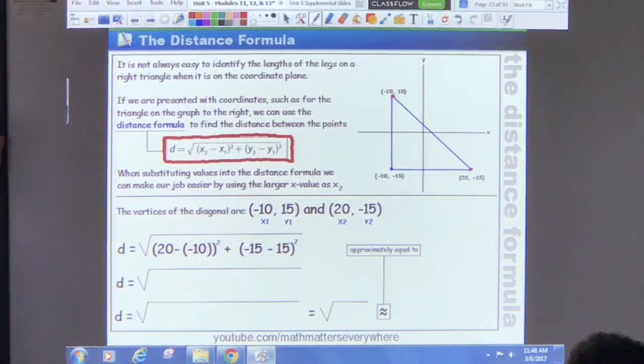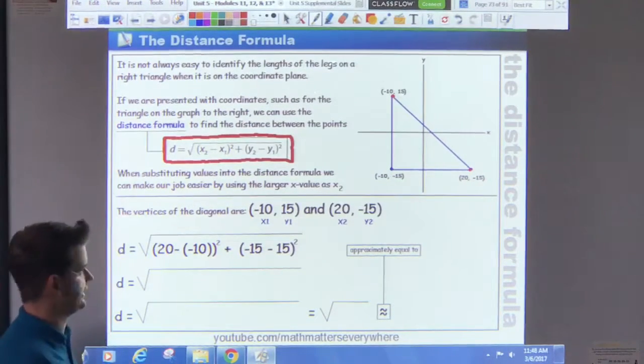Remember, it's not the largest overall value. It's the largest x value. That is your x2. The number immediately adjacent to it is your y2. Then everything else kind of falls into place. Once you identify that, then it's just careful substitution.